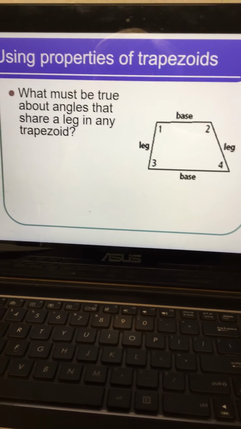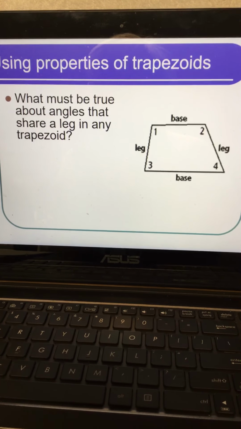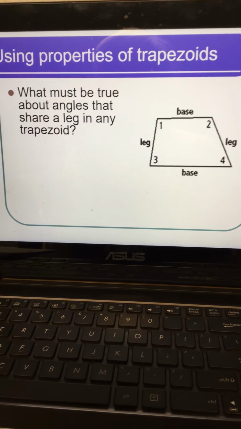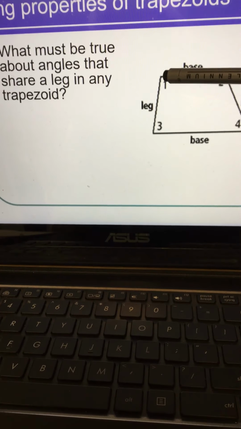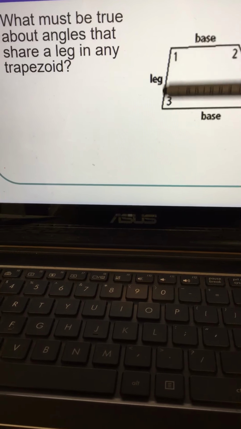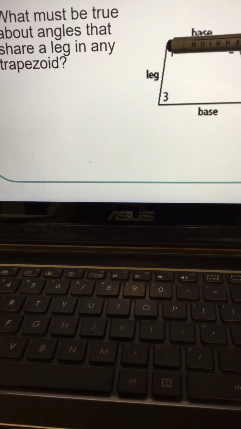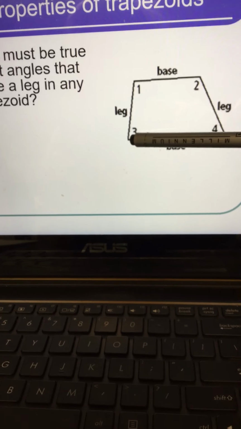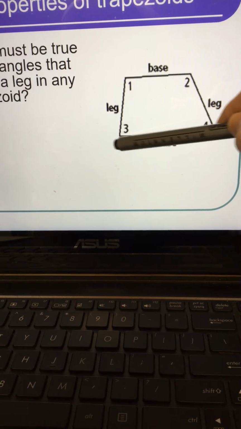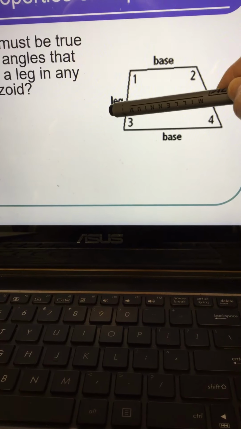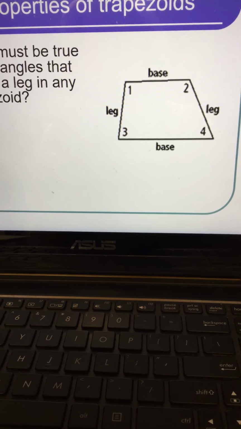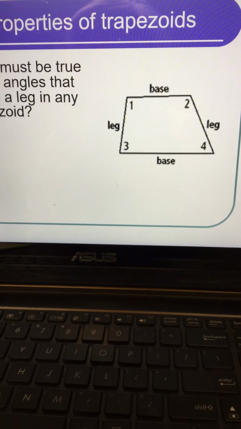It says, what must be true about the angles that share a leg in any trapezoid? Now, what I mean by share a leg, I mean they're on either end of the leg. So here I have angle 1, I have angle 3. Here I have angle 2, I have angle 4. They are sharing this leg as one of their sides. So I'm asking you, what must be true about the angles that share a leg in any type of trapezoid?